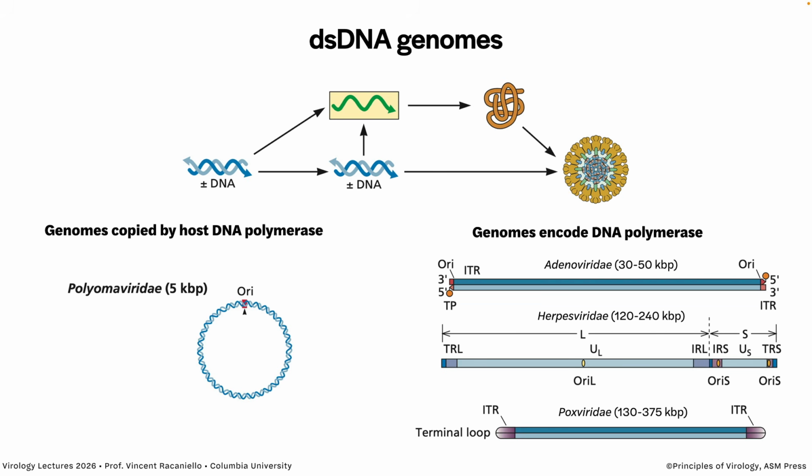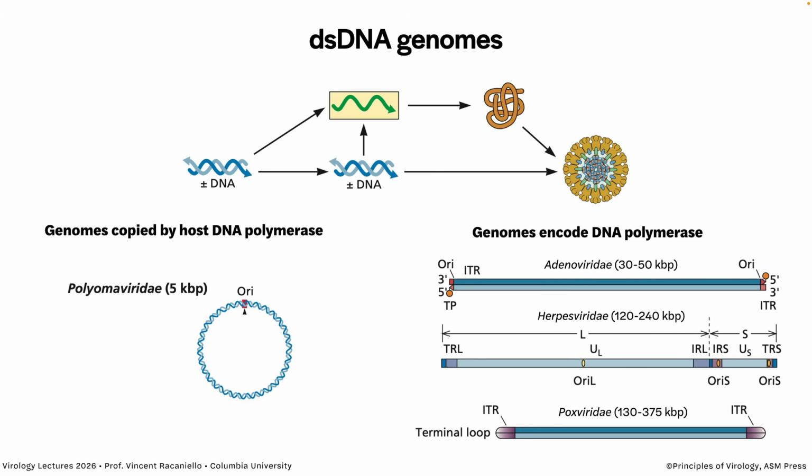And then on the right, we have virus genomes that encode DNA polymerase. These are larger viruses. They have a lot of coding capacity, so they can do that. Adenoviruses are between 30 and 50,000 base pairs, double-stranded DNA. Herpesviruses between 120 and 240 kb, and the poxviruses even bigger. And of course, the giant viruses as well. I'm not including them here, but certainly some of them have genomes over 1 million base pairs, so they can encode a DNA polymerase.